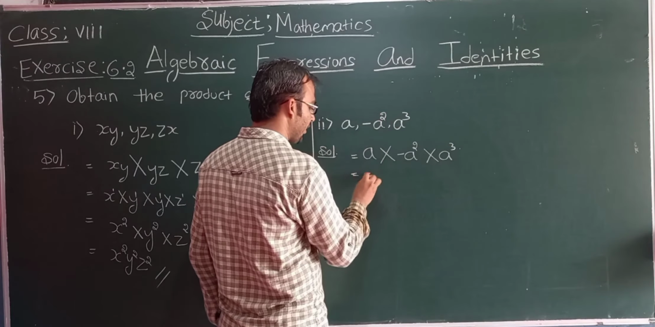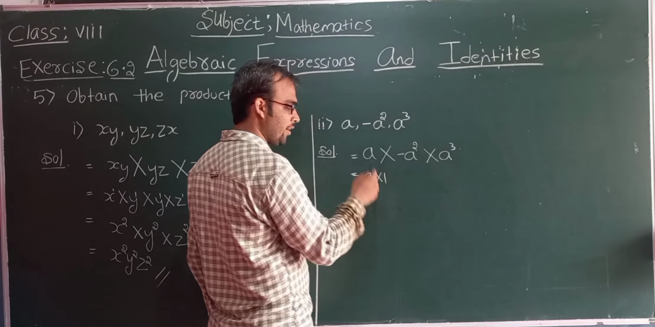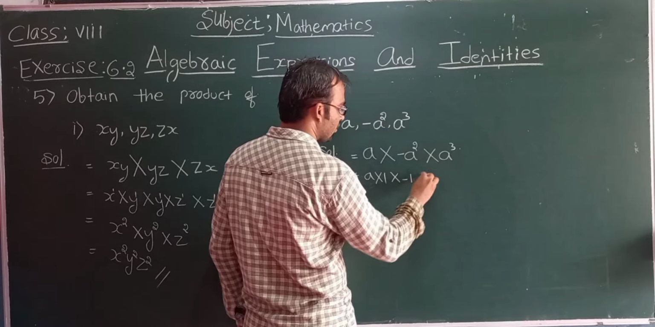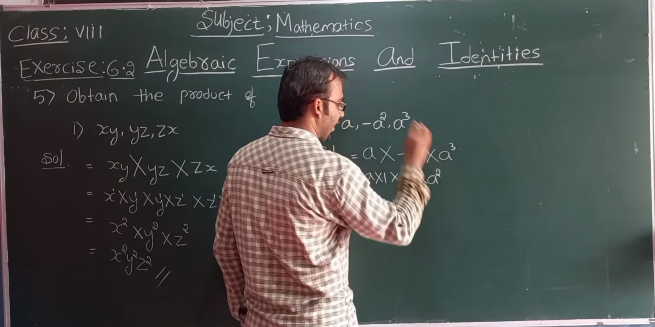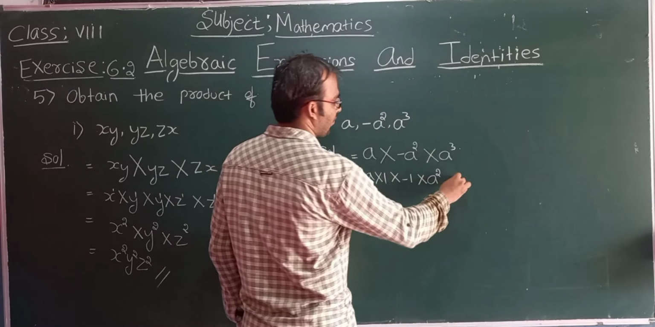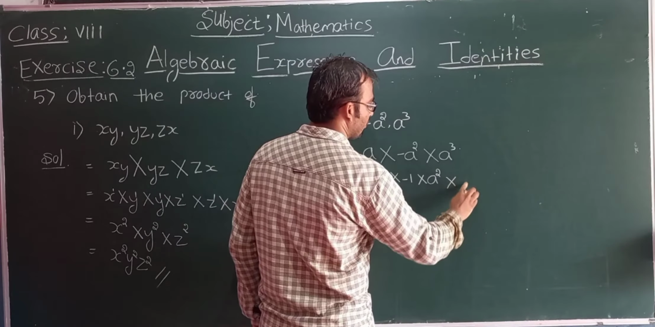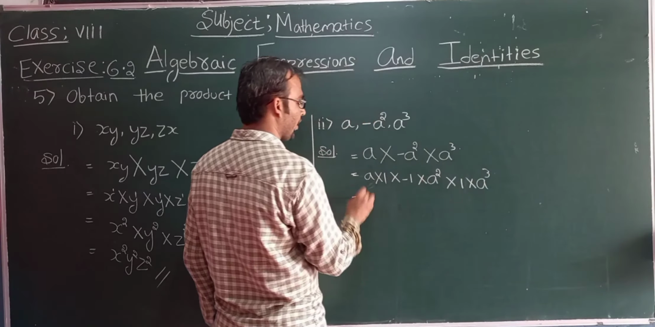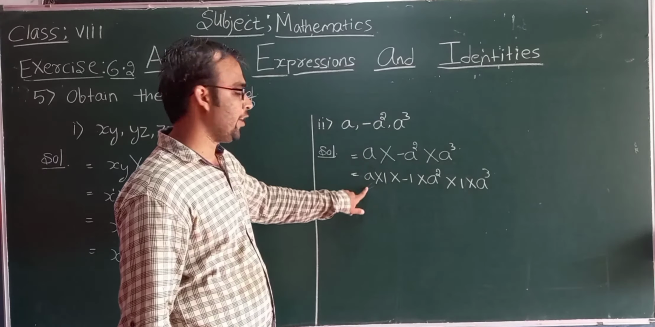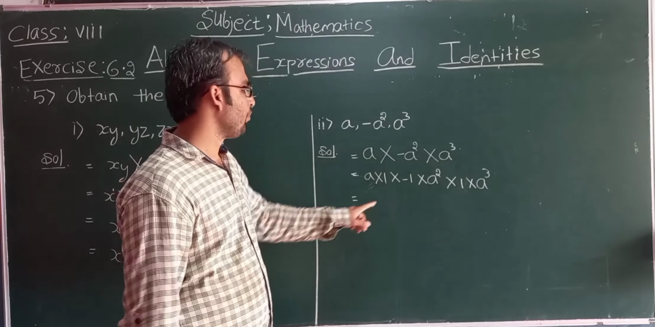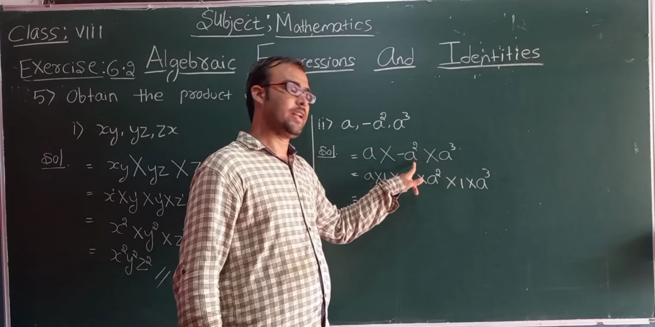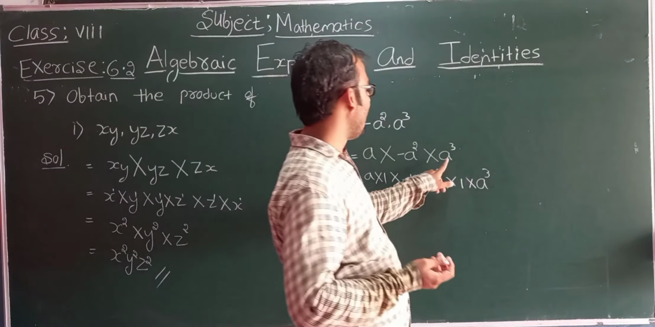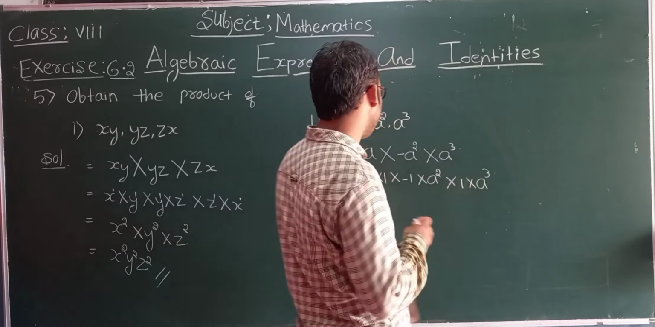This a can be written as a into 1, if you want, you can write like this. This minus a square can be written as minus 1 into a square. Next, a cube as 1 into a cube. a can be written as a into 1, because a into 1 is a only, and minus a square can be written as minus 1 into a square. Minus 1 into a square is minus a square only. And a cube is written as 1 into a cube.